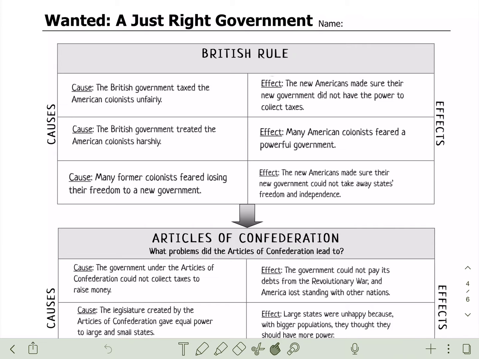So, for example, the British government taxing the colonists unfairly led to them wanting to make sure that their new government didn't have the power to collect taxes. They felt that they were being treated harshly by the British government, and so the American colonists were afraid of having too powerful of a government. And because they were afraid of losing their power to a new government, they made sure that states' freedom and independence wouldn't be taken away under a new government. So that section was probably pretty straightforward.